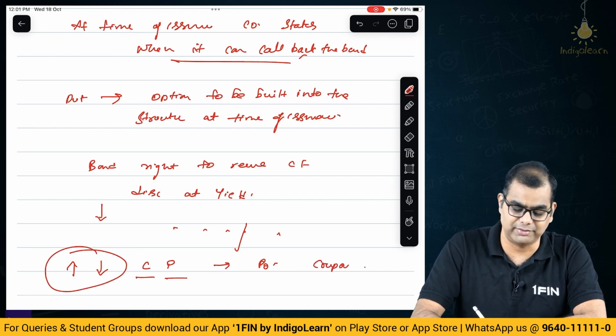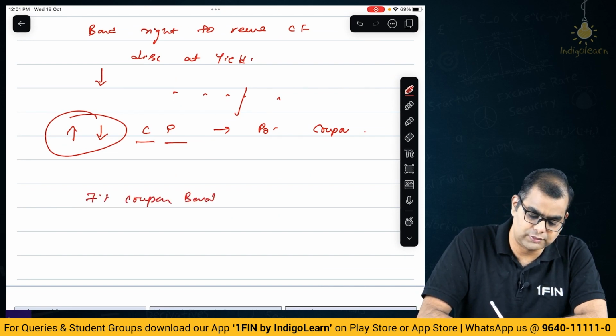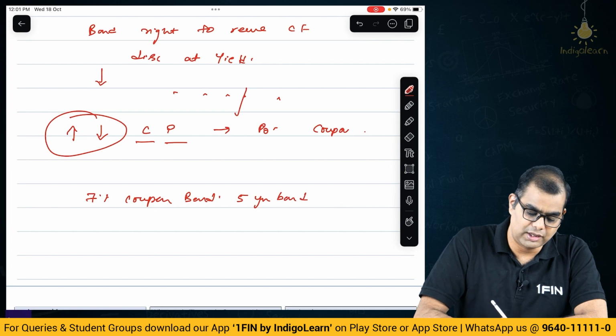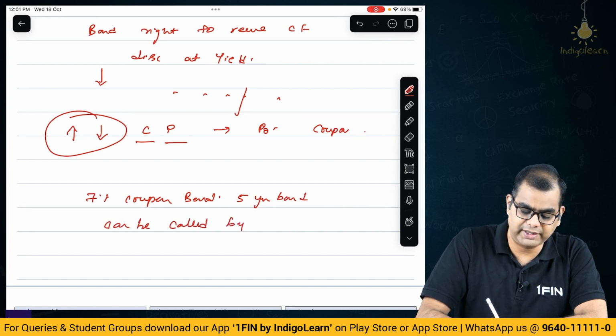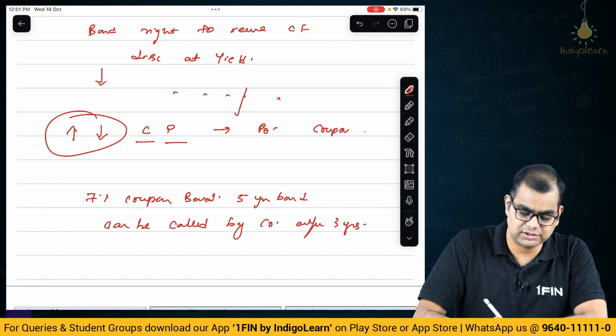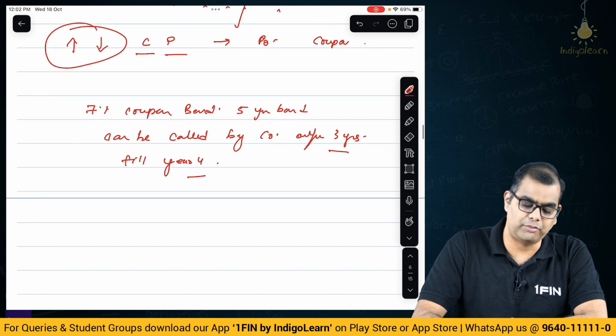So, what I mean by this is, assume there is a 7% coupon bond and this is a 5-year bond, which can be called by the company after 3 years till year 4. You can have any kind of structure. Between year 3 and year 4, you can call the bond.